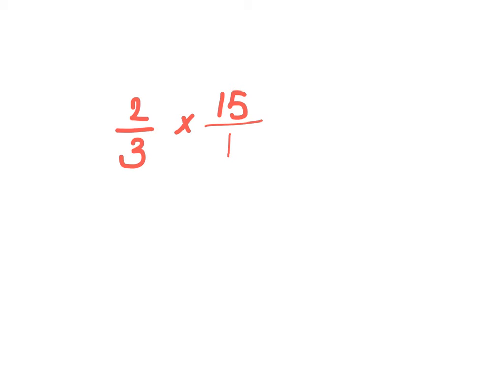3 divided by 3 is 1. And 15 divided by 3 is 5. 2 and 1, the only thing that they have in common, they're both prime numbers, and I'm done. So now, just 2 times 5 is 10, and 1 times 1 is 1. And then 10 over 1 is equal to 10. Either way is fine. At first, it's probably better to just go ahead and multiply straight across.